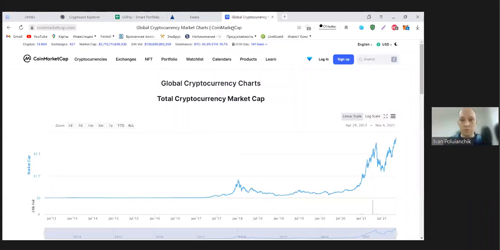Give me the feedback if you can see my screen. CoinMarketCap. Can you see it? Okay, thank you, Dallas.